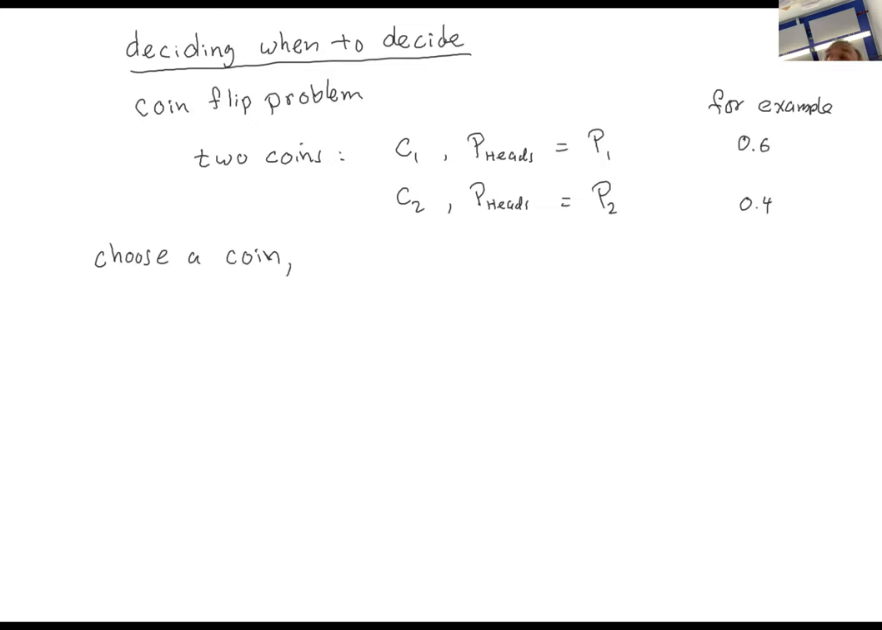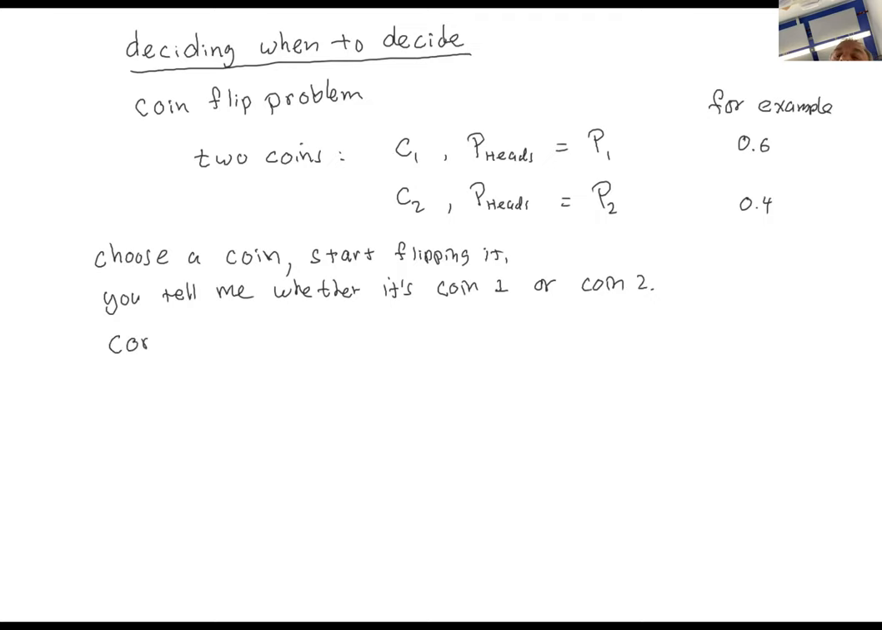I choose a coin, I start flipping it. And you decide and you tell me whether it's coin one or coin two. Okay. And you get rewarded if correct. You get, let's say, plus 10 points. If you're wrong, you get minus 10. Okay.